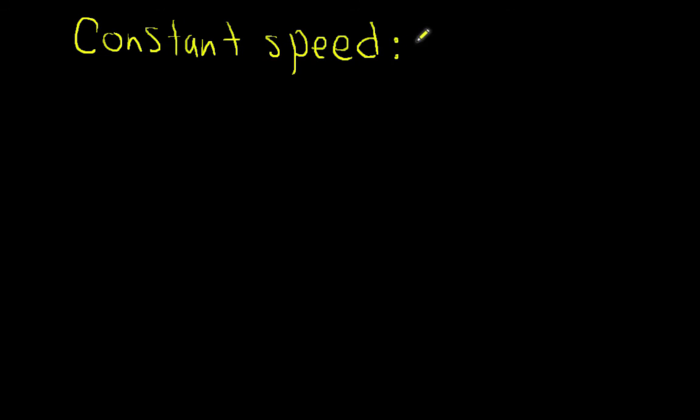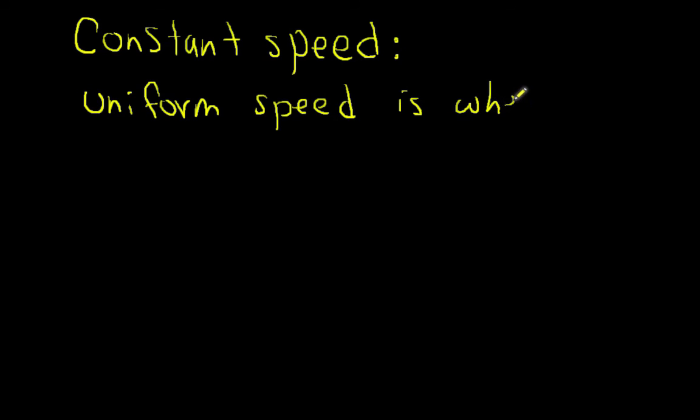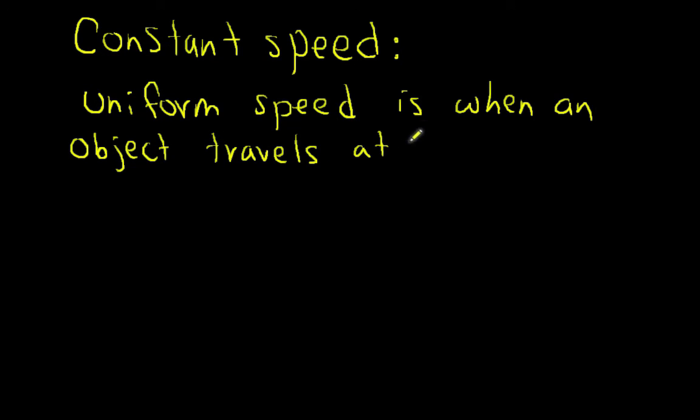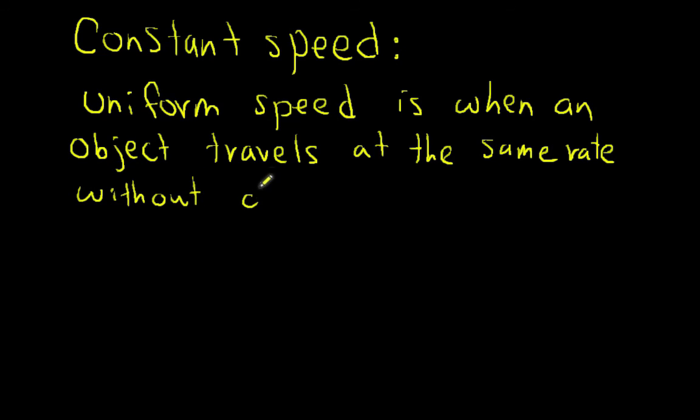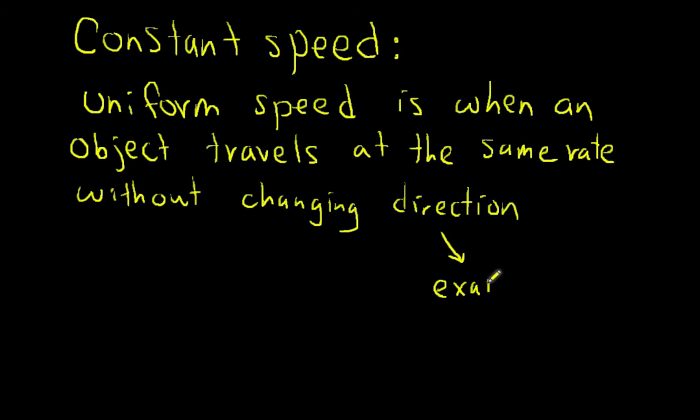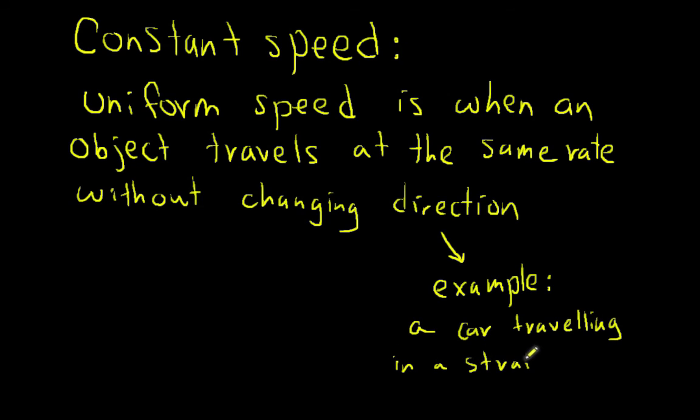Now, often in physics, we'll actually just look at constant speed situations, even though they're not really realistic in real life. And these are defined as uniform speed. Uniform speed is when an object travels at the same rate without changing speed, without changing direction. Same speed, same direction is uniform motion. For example, a car traveling in a straight line on cruise control would be a fairly good example of uniform motion or uniform speed.